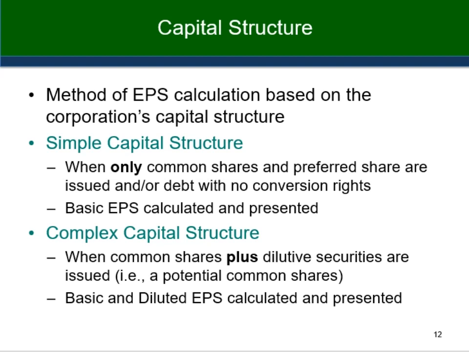Weighted average common shares includes all of the shares issued or purchased during the period, weighted by the fraction of the period during which they're outstanding. So if it's half a year, they only get half the weight as those shares which have been outstanding for the entire period. So that weighting is an important part of the calculation.